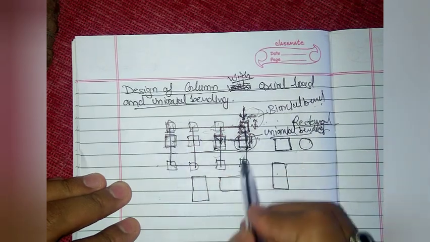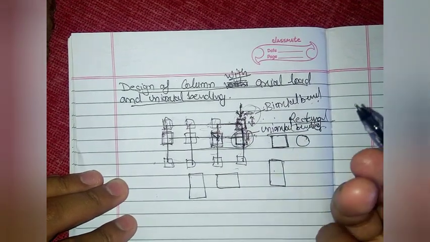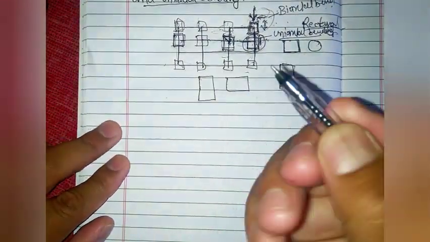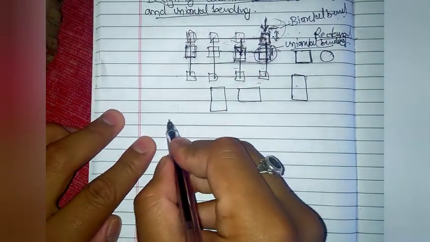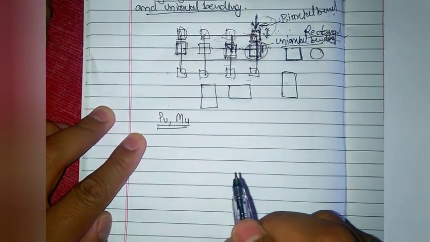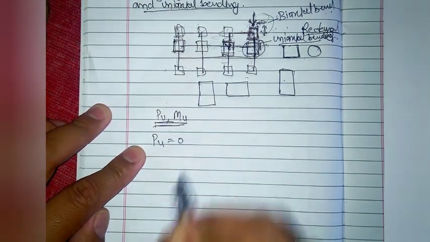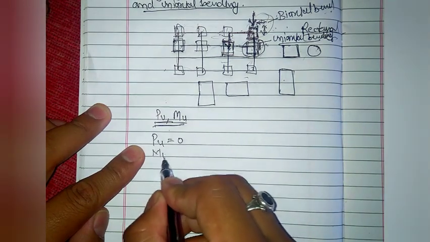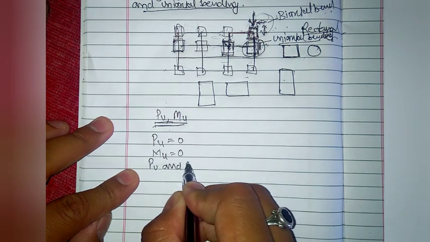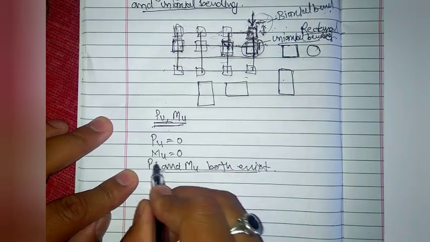Okay, so in this framed structure we need to design the columns in this manner. So now here we have three cases to discuss, when your Pu and Mu both are acting on this frame. So what are those cases? When Pu equals 0, the second one is when Mu equals 0, and the third one is when Pu and Mu both exist. Okay, so we need to discuss this.